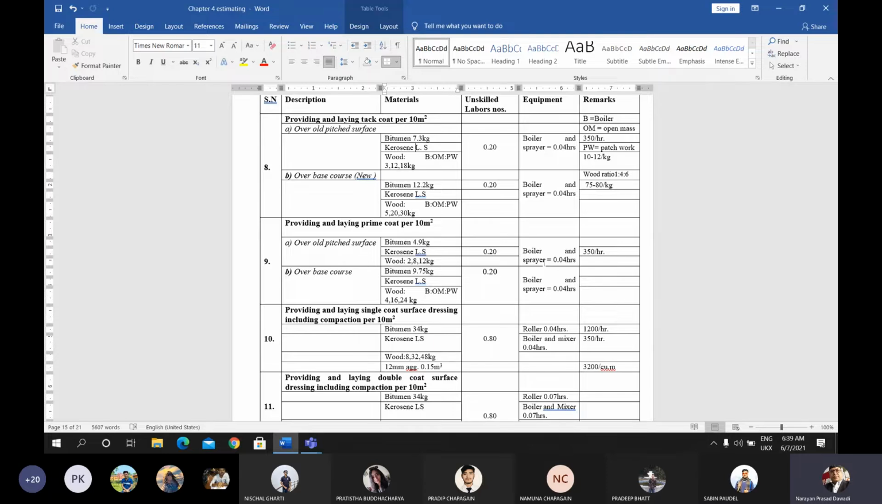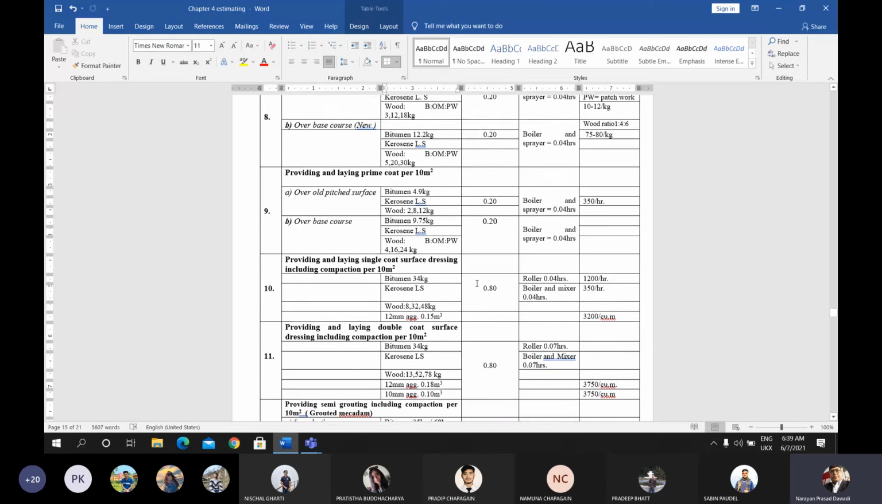Okay, don't provide the boiler separately and the sprayer separately. Provide the boiler and sprayer in combined form. Now, after knowing these data, you can provide a rate analysis for the prime coat by yourself.